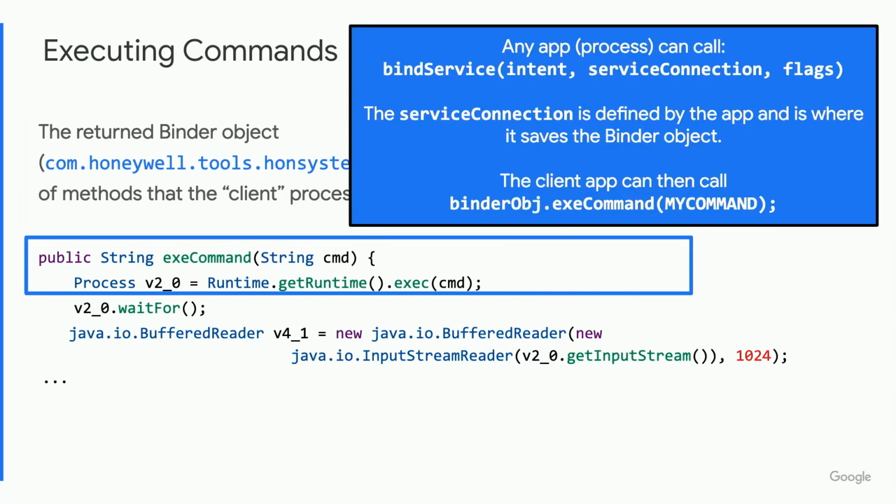But of course, exeCommand was very concerning because it's running as this privileged process system, and now a client, aka any other component on the device, is able to call exeCommand, whatever command I want it to run, and it is directly passed to Runtime.exec.